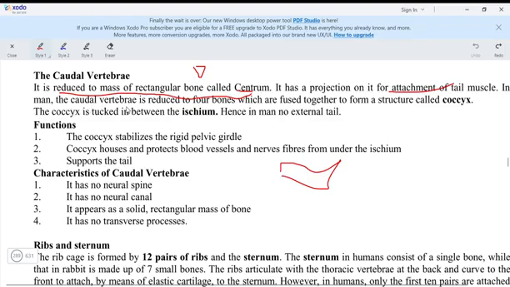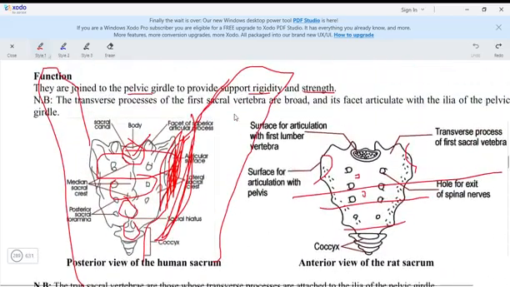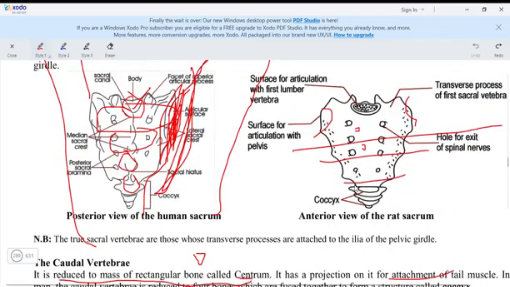In man, the caudal vertebra is reduced to four bones, which are fused together to form a structure called the coccyx. So for humans, there is no tail, but the bones are joined together and we call it the coccyx. The coccyx is tucked in between the ischium. So instead of talking about the tailbone, we'll be talking about the coccyx. The coccyx is attached to the ischium of the sacrum.